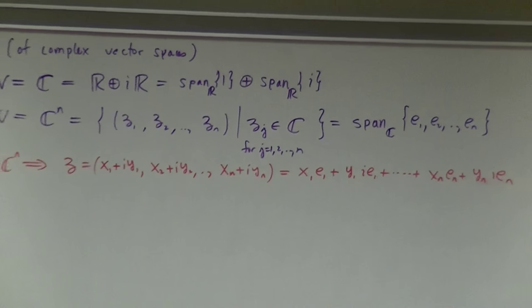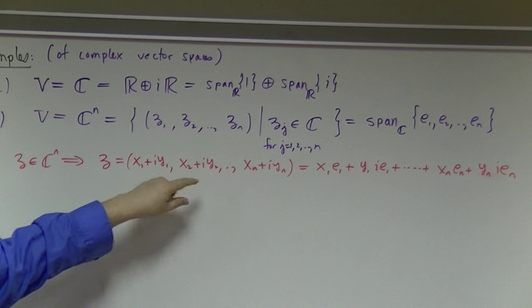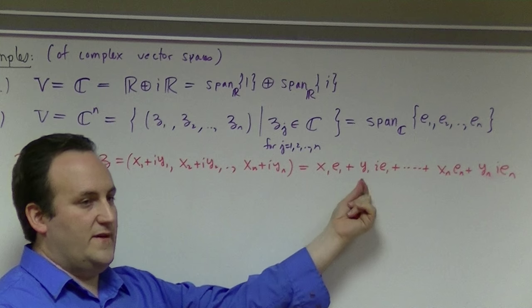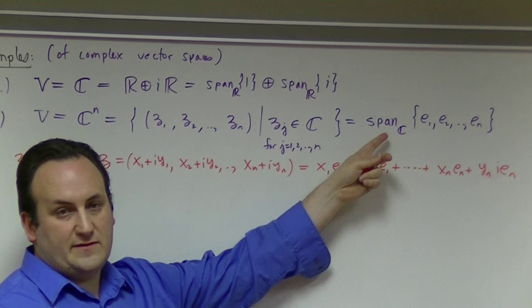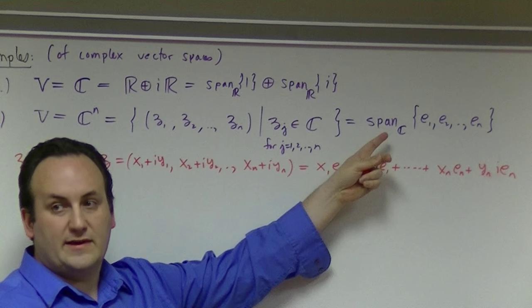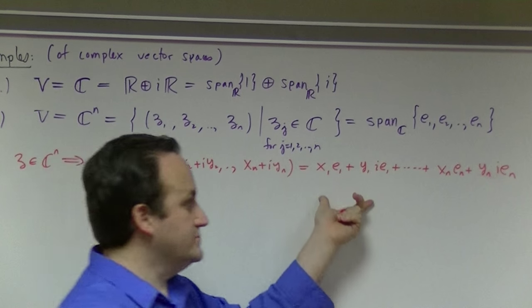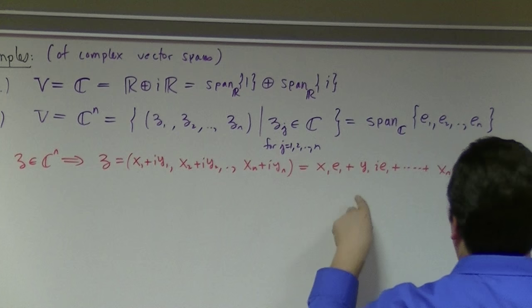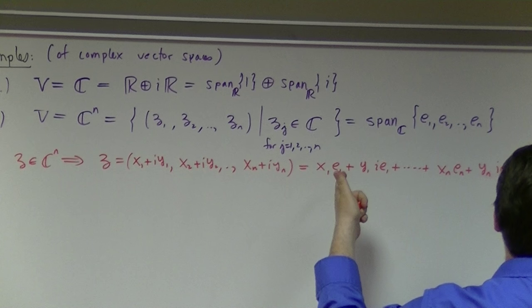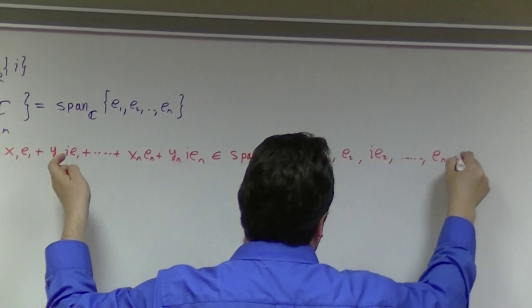So my point is, if you group these, you can factor out E1, factor out EN. That's what I was claiming up here. You can write any complex n-vector as a span with complex coefficients of E1 through EN. But you see, you can also write it as a real span of what? Span over the reals of what? What basis could I use here? E1, IE1, E2, IE2, up to EN, IEN.